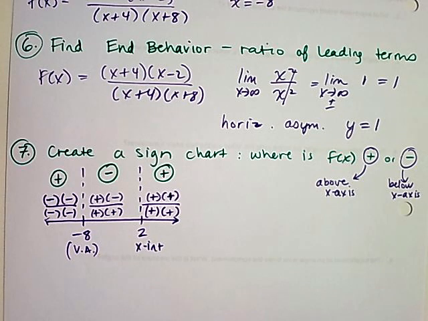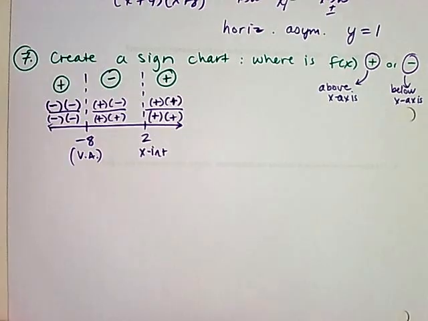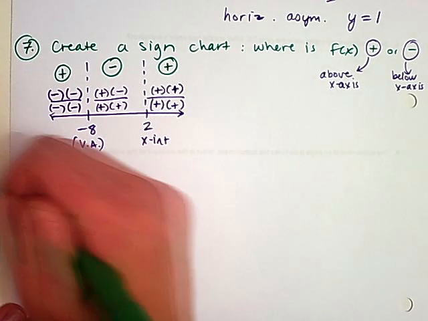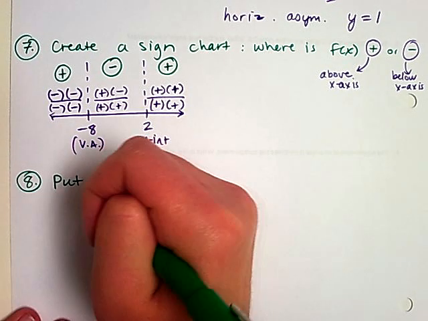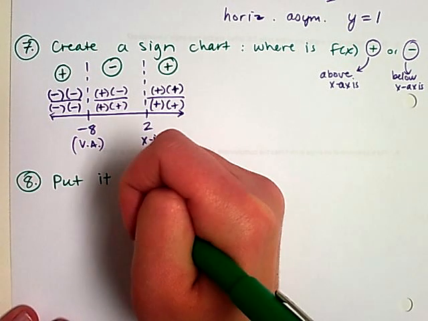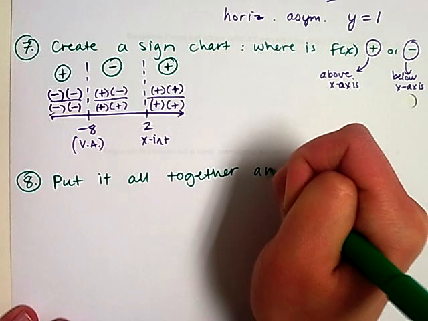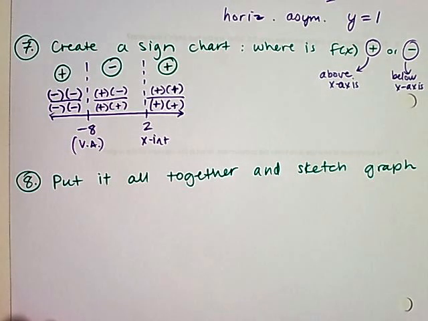Okay, so now the idea is we did all this work, we found all these different features, now I need to put it all together and sketch the graph. This sign chart is going to come in handy, as is all of the other features. So it might be helpful to list out all the things that we figured out in one place so I don't have to keep flipping through my notes. So put it all together and sketch the graph.